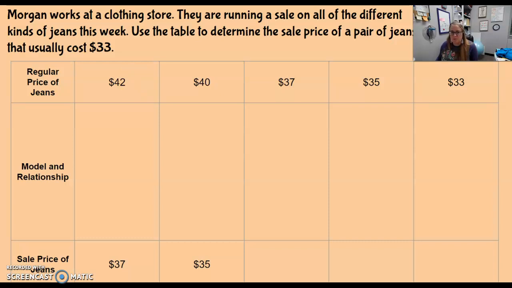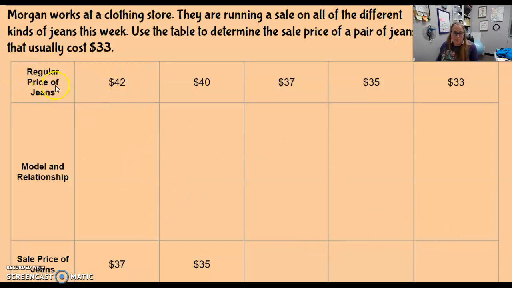So here's what it says one more time. Morgan works at a clothing store. They are running a sale on all of the different kinds of jeans this week. Use the table to determine the sales price of a pair of jeans that usually cost $33. So we're looking for what this one's going to be way down here, but we have to fill in all these other boxes first. So let's look at it.